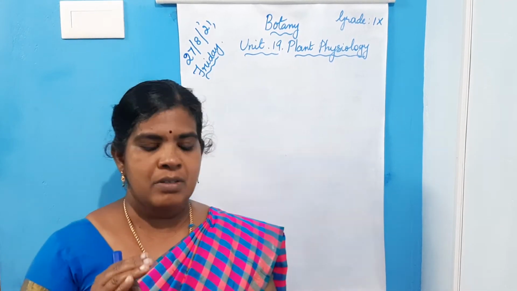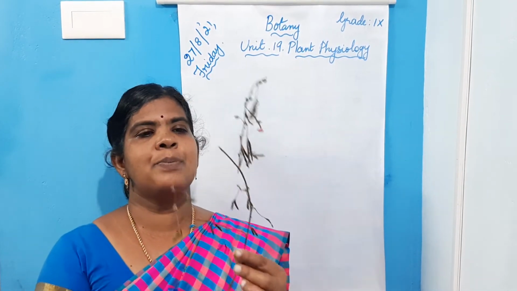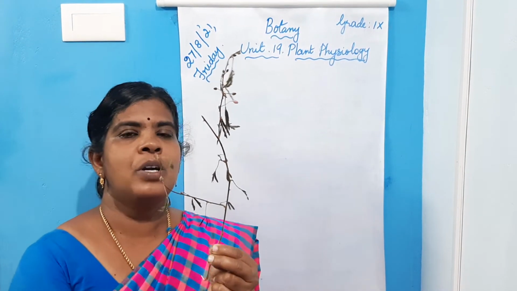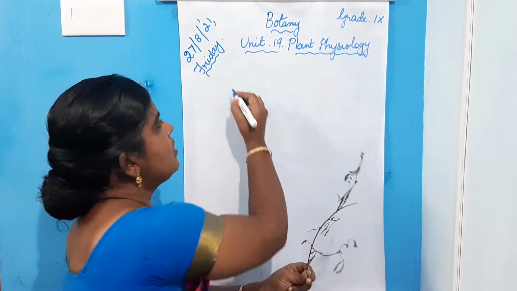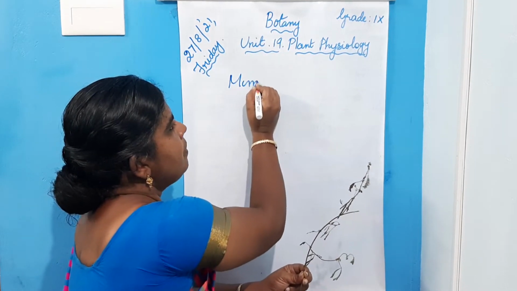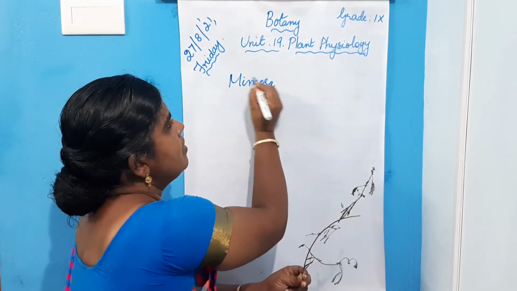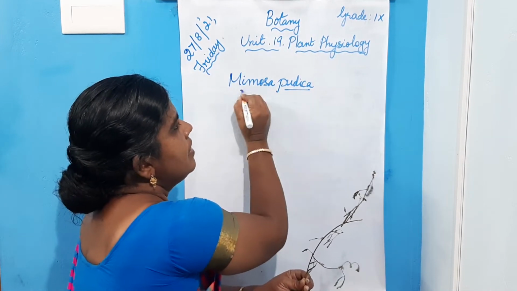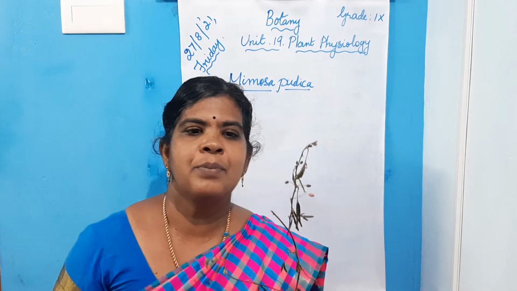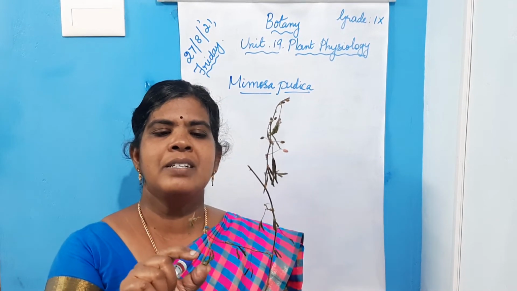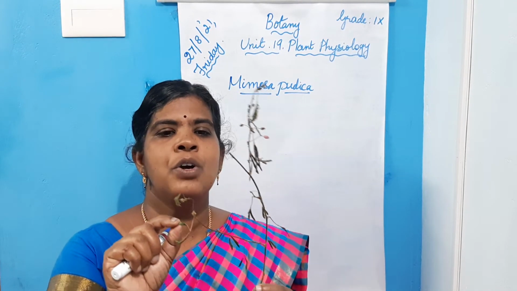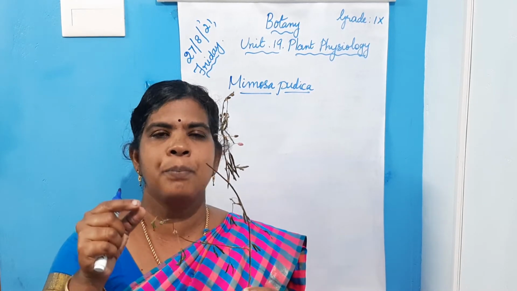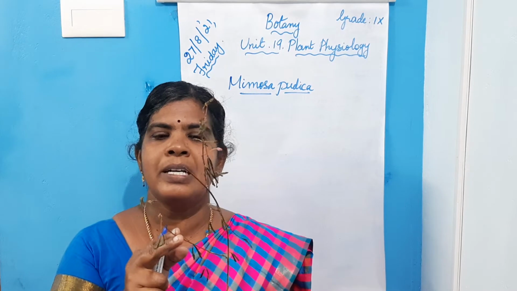Now, you all know this plant, touch me not. Its botanical name is Mimosa pudica. Its English name is touch me not plant. When we touch the leaves, the leaf closes. The leaves of Mimosa pudica close on touching.